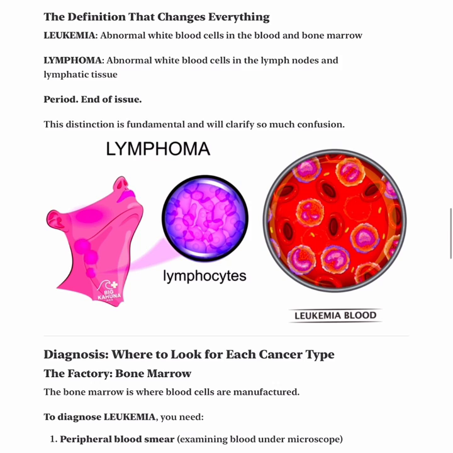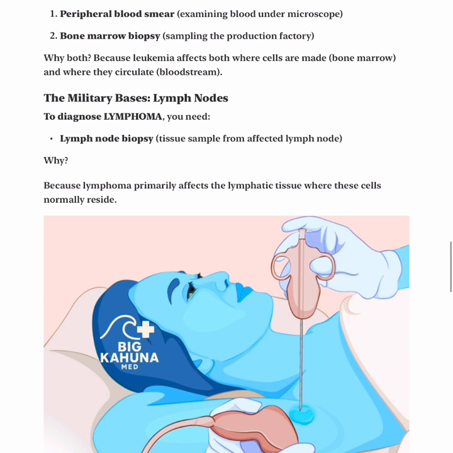Now, in terms of where to look for each type of cancer, the factory, aka the bone marrow, is where the blood cells are manufactured. So if we want to diagnose leukemia, we're going to have a peripheral blood smear. This is the examination of blood under a microscope, followed by a bone marrow biopsy. This is going to be the sampling of that production factory. Now, why do we do both? Well, because leukemia affects both where cells are made, the bone marrow, as well as where they circulate. You have to use your noodle. This isn't about memorizing facts. It makes sense once you think about it and organize yourself.